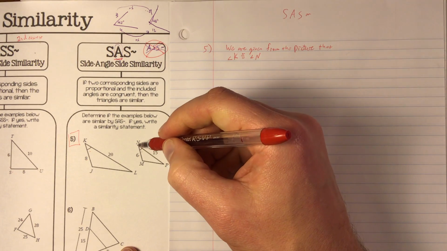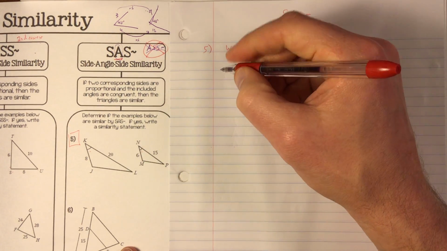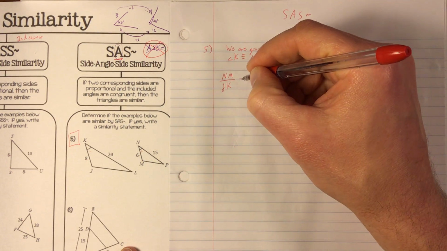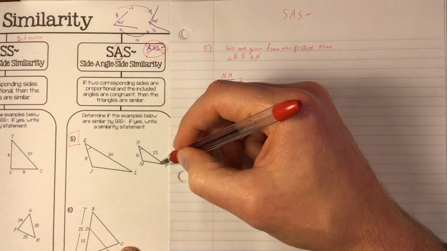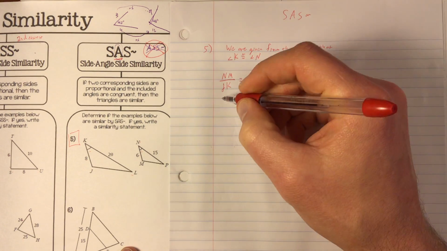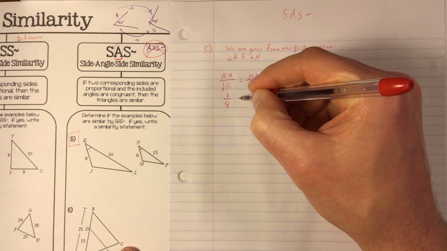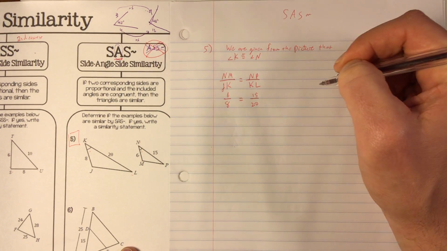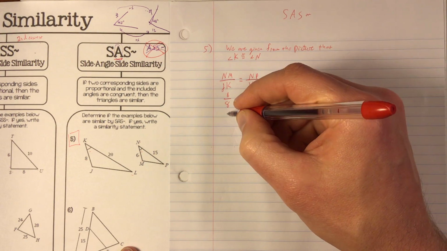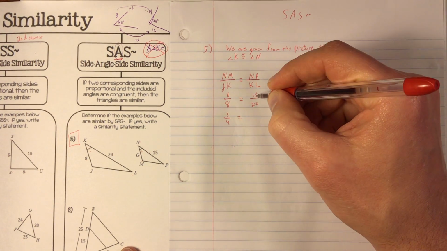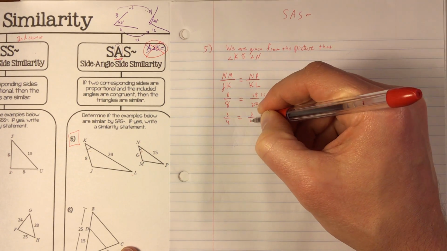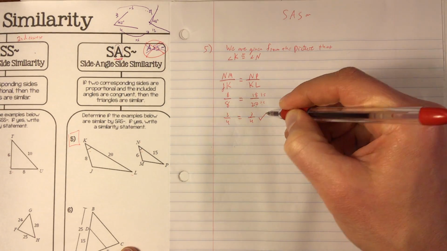Now let's check the sides. Side NM and side JK. Well, let's see here. NM over JK. And then I'm going to have NP over KL. Let's plug in those numbers. So 6 over 8, is that equal to 15 over 20? Well, let's see here. I can reduce this. Divide both those by 3. That would be 3/4. 15 over 20, I can divide this by 5. Divide this by 5, and that would get me 3/4. Hey, that works.